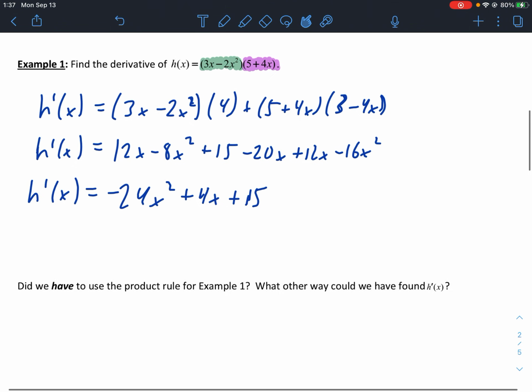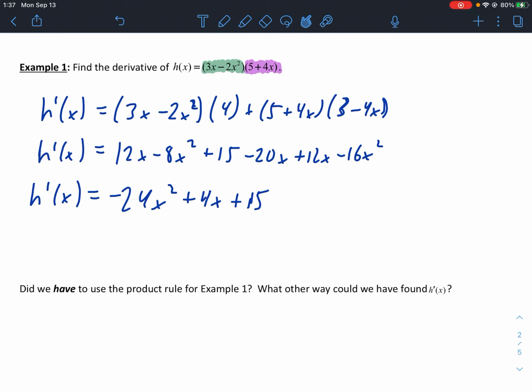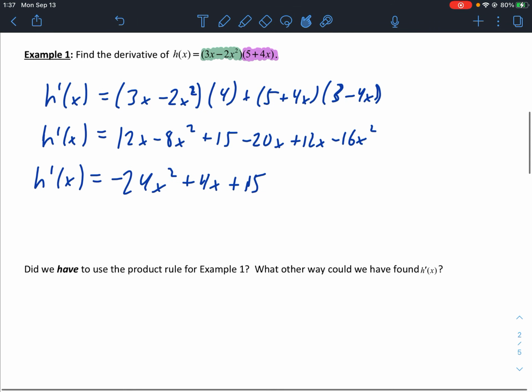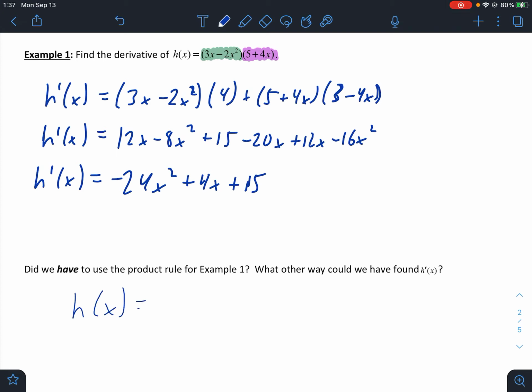Below that, simple question here. Do we have to use the product rule for that problem? Sometimes you have to use the product rule. There's no way around it. But in a problem such as this, we do not have to use the product rule. What we could have done is rewritten h by multiplying this out.